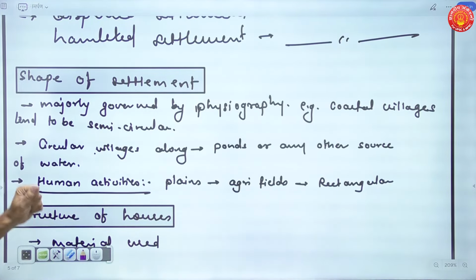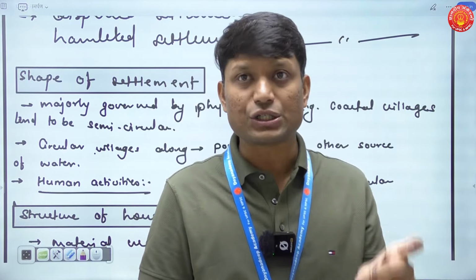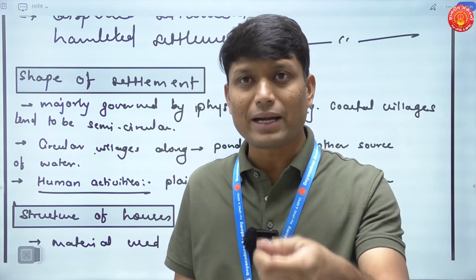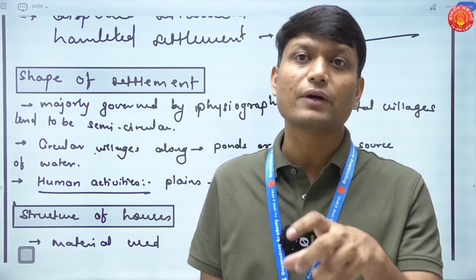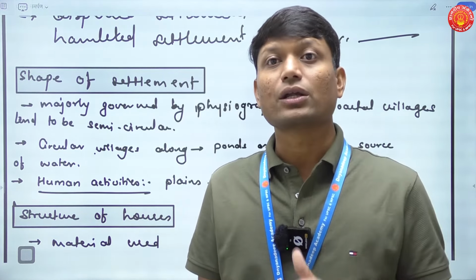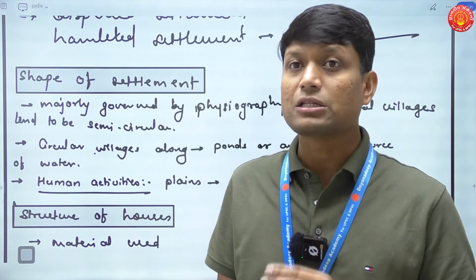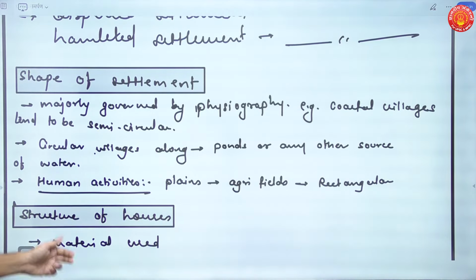Again, shape is also largely a reflection of physiographic condition. If I go to a coastal region, I might end up having a linear settlement. If I go to a water source in a dry region, I might have a circular settlement. So these types of arguments need to be covered in this part of the question. I hope you are getting what I am trying to say.